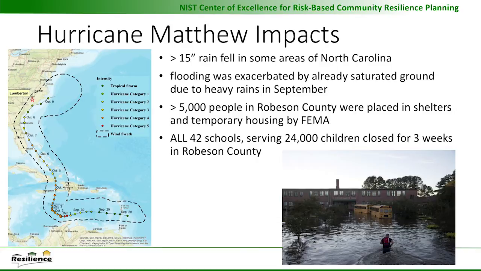Hurricane Matthew hit as a Category 1 in October of 2016 and impacted the state of North Carolina in both the coastal and the inland areas quite a bit. Over 15 inches of rain fell in some parts of this state, and flooding was exacerbated by the pre-existing conditions. There had been a lot of rain during the month of September, so grounds were heavily saturated and ripe for flooding. In Robeson County, over 5,000 people were placed in shelters and in temporary housing by FEMA, and all 42 schools serving 24,000 children were closed for 3 weeks in this county.